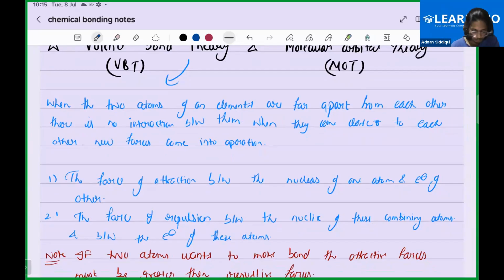Suppose I have these two atoms. They are far apart from each other. They are not in their attractive forces region. They have no idea that another atom is existing at some far distance. But as they move close to each other, they come into their attractive force fields. So now they are experiencing some force. As they move closer, they experience new forces coming into play.